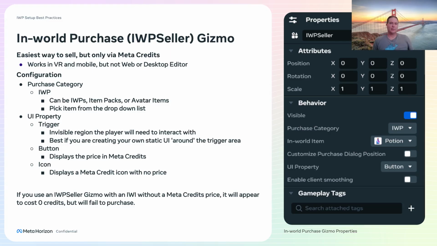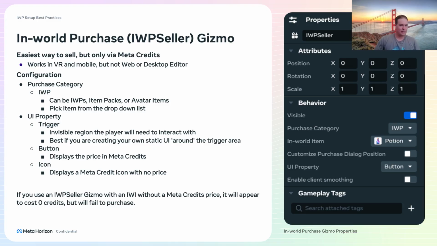So there's a few different ways to sell them or provide them to people. I think there's more or less 5 different ways. But the most simple by far is the in-world purchase gizmo. It's like a gizmo. You can get it out of the build menu, just drop it in the world. That's the easiest way, but you can only sell things that have meta credits attached to them. If you didn't say that this was a meta credit item, then you can't sell it with the seller gizmo. So it's only meta credit items.